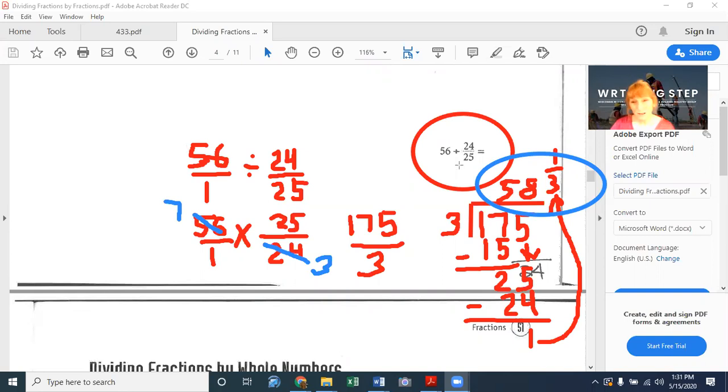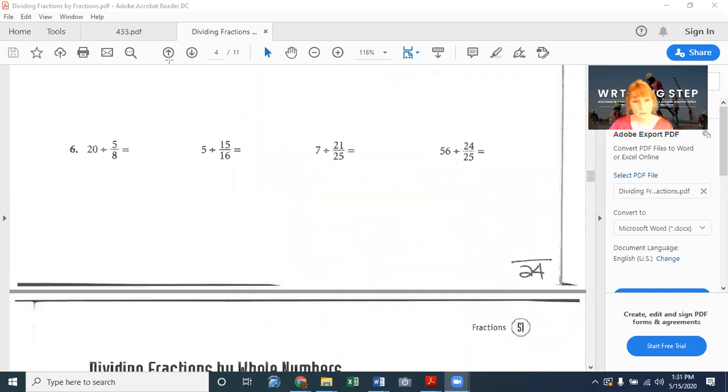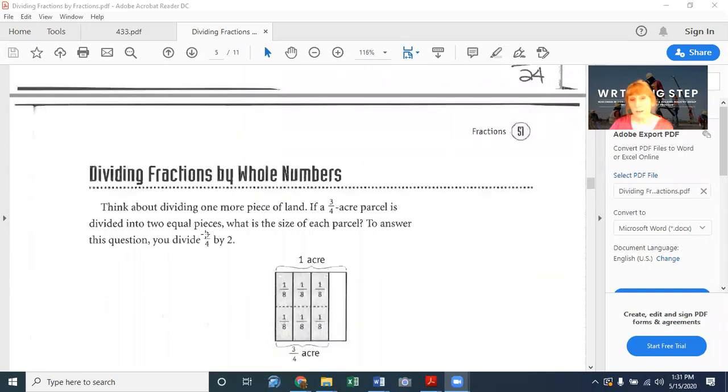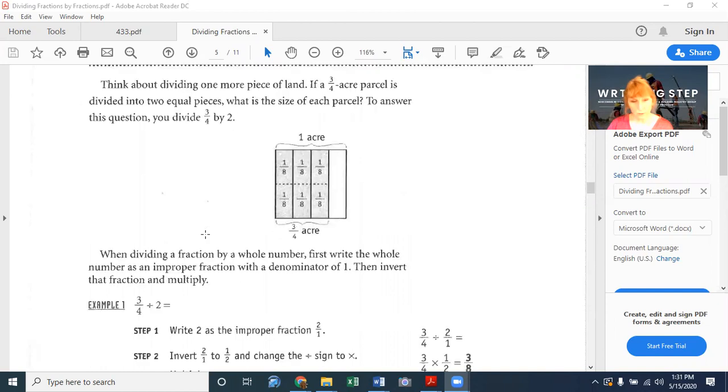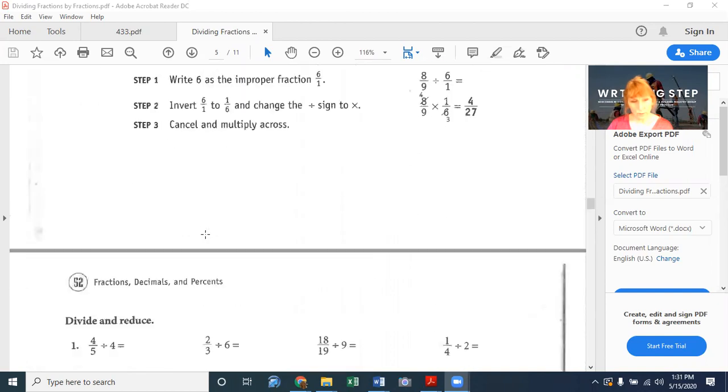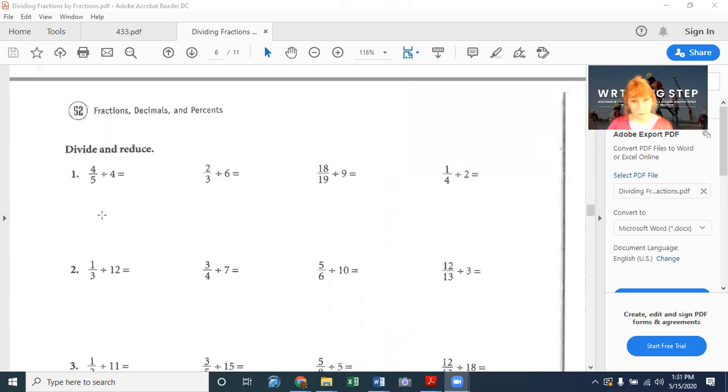Okay, ready to move on? We're going to get a little bit harder and a little bit different. Dividing fractions by whole numbers. So first what we just did is we divided a whole number by a fraction. Now we're going to switch it around and start with the fraction. The second number is the whole number. So let's look at that. Let's go down to some problems on page 52. Look at the first one.